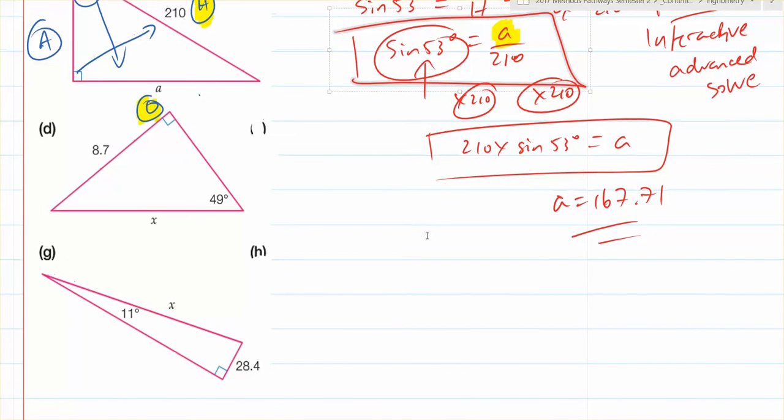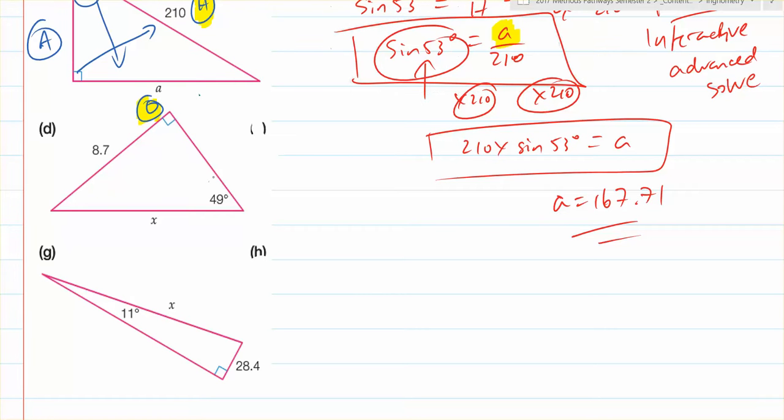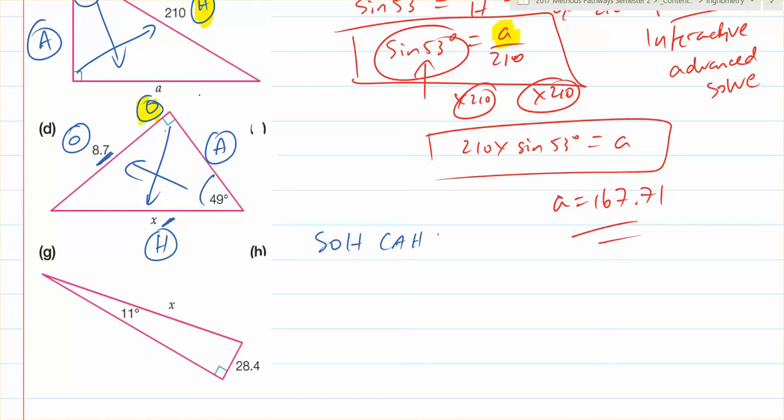We'll do D. So example D. So my reference angle is 49 degrees. This is opposite the reference angle, so that's O. Opposite my right angle is my hypotenuse, and the leftover side's adjacent. So again, we've got a scenario where the sides of interest are the opposite side and the hypotenuse side. We're trying to solve for the hypotenuse side, and we know the opposite side. So it's SOHCAHTOA. So it's SOH again, because we've got the opposite side and the hypotenuse side.